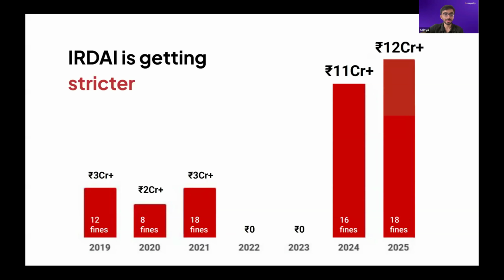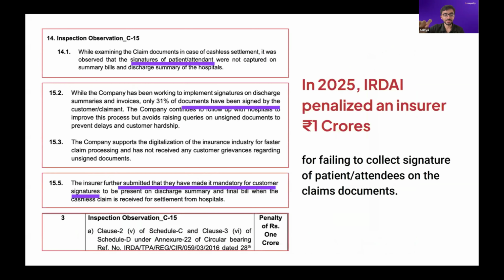I want to zoom in on one 2025 fine. So in 2025, IRDAI penalized an insurer for not having a signature on supporting documents attached with the claim. I want to call this penalty out specifically because it highlights two trends. One, IRDAI being very strict about something which it may not have enforced earlier, something that may seem a formality. And two, IRDAI paying specific attention to documentation compliance, which was seen as routine earlier, right?